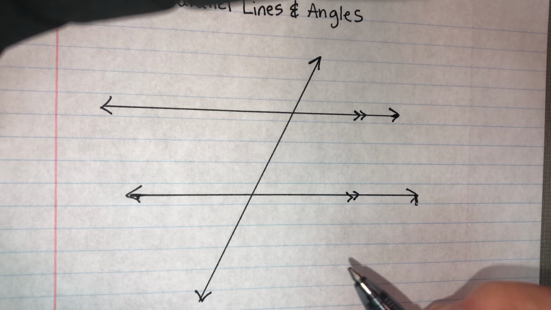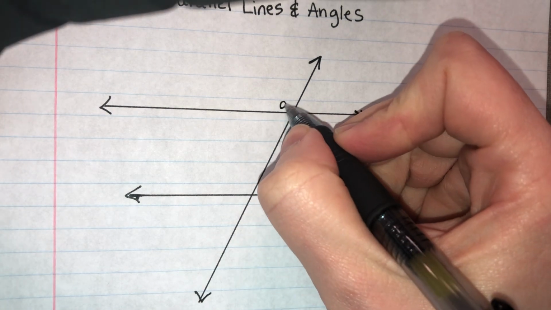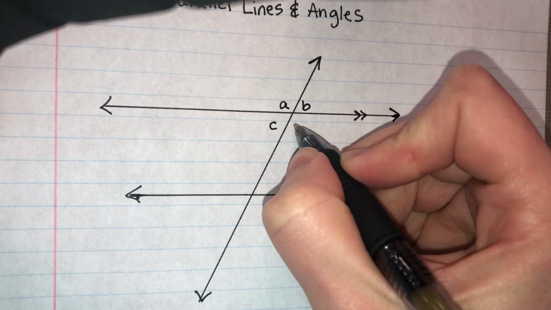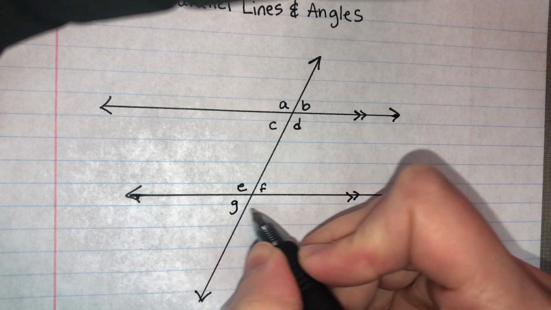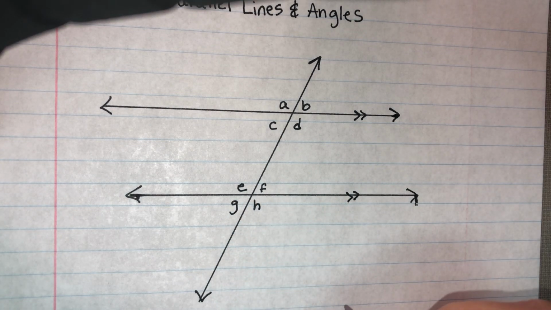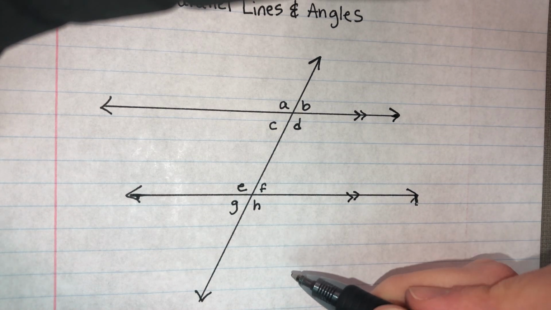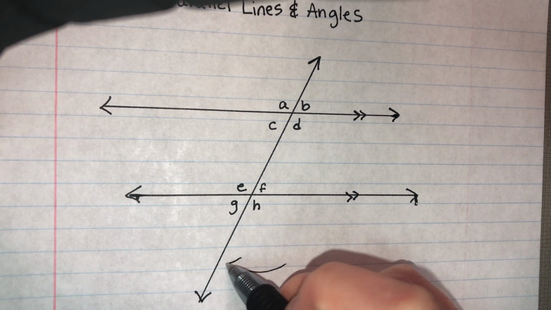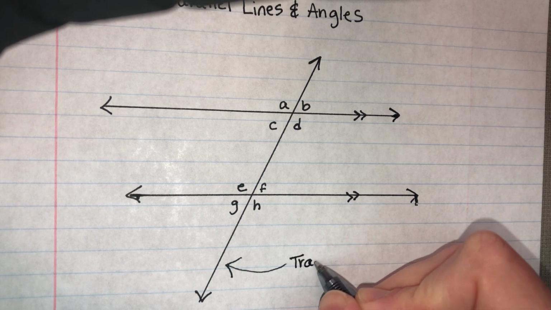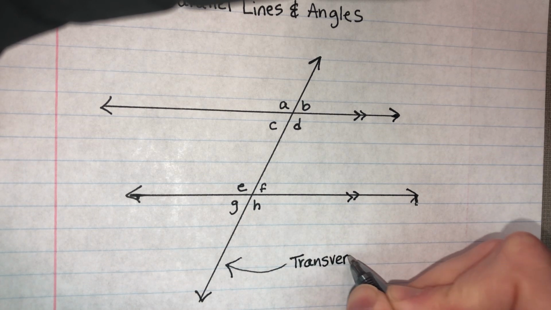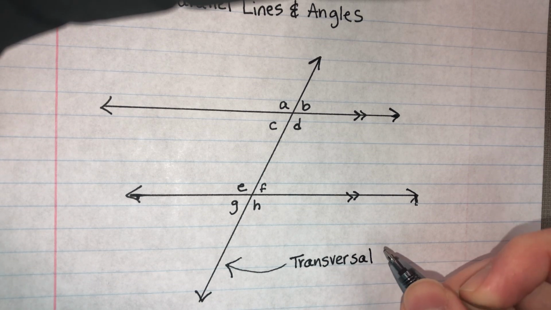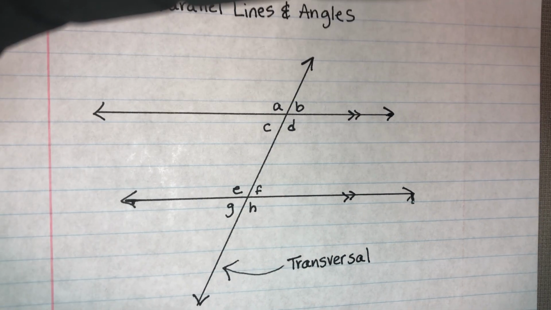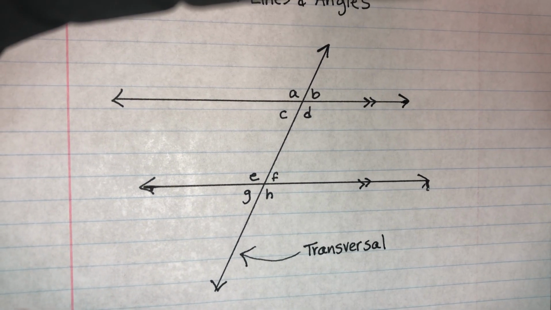Now, I'm going to letter my angles A, B, C, D, E, F, G, and H. Now, I want you to know that a line that crosses two or more other lines is called a transversal. So these parallel lines are crossed by a transversal. And now we're going to talk about some different angles that you see here.